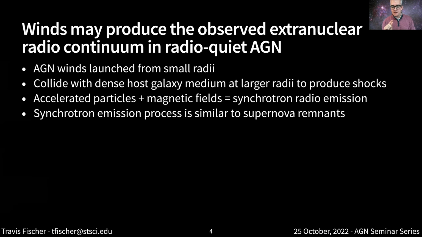So the hypothesis that we've been running with is that winds produce these extranuclear radio continua that we see in radio quiet AGN. As AGN winds are launched from small radii, they continue traveling outward and then collide with a host galaxy medium at larger radii. When they have these collisions, they produce a shock. And when you have these shocks going off, they create these accelerated particles, which travel along magnetic field lines. That combination produces a local abundance of synchrotron radio emission.